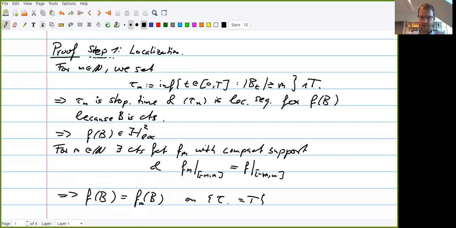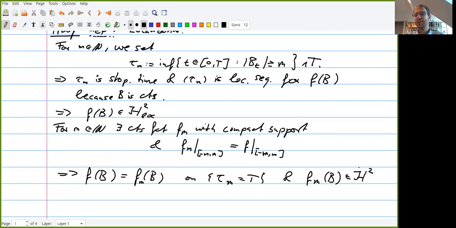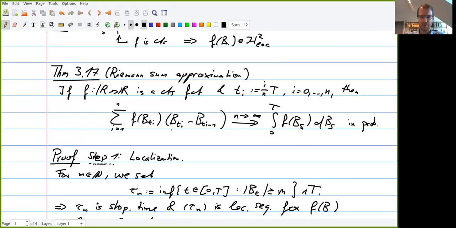So on the event that tau_m is equal to t. And furthermore, this is why we did this second localization here: if I apply this compactly supported function to Brownian motion, this is in H2. Okay, that's great. So we reduced basically the proof we wanted to show you.